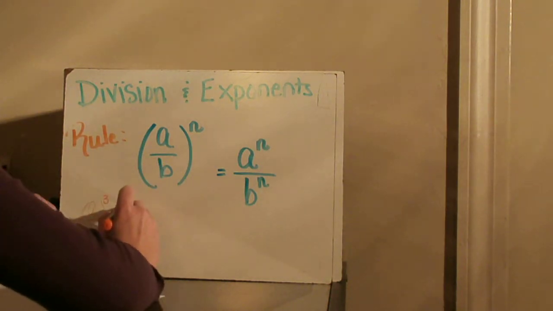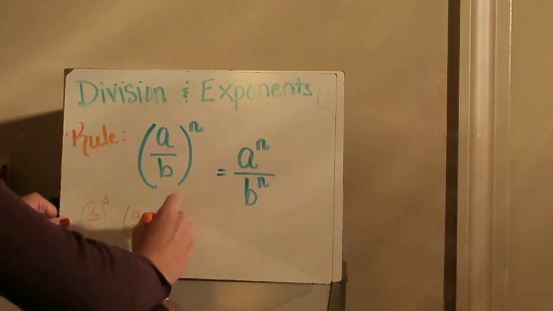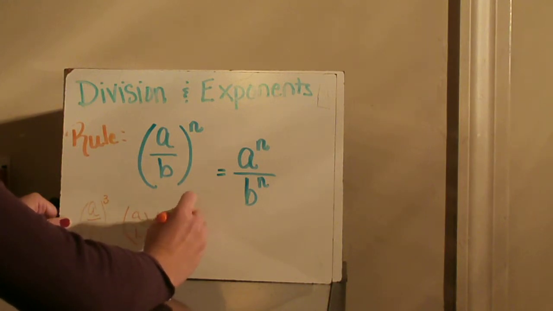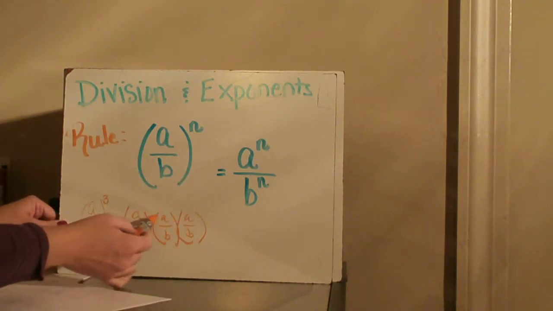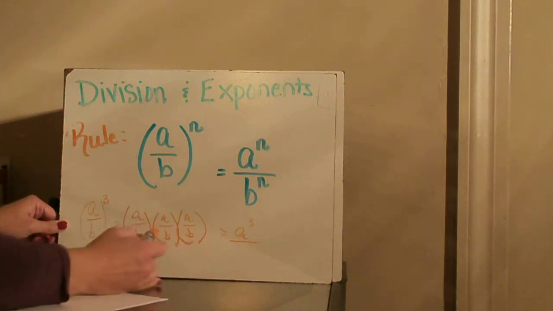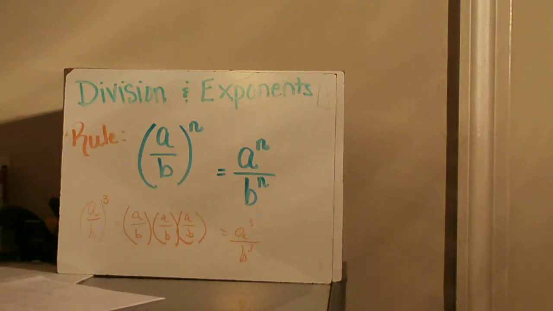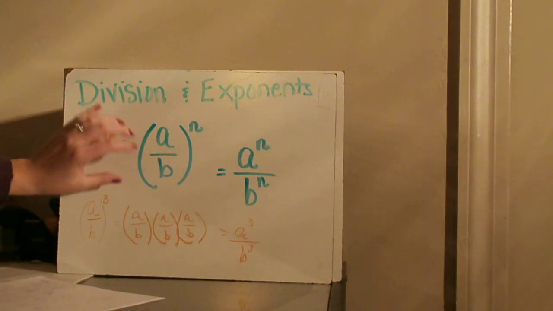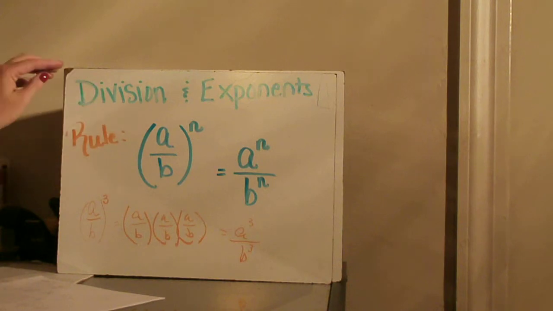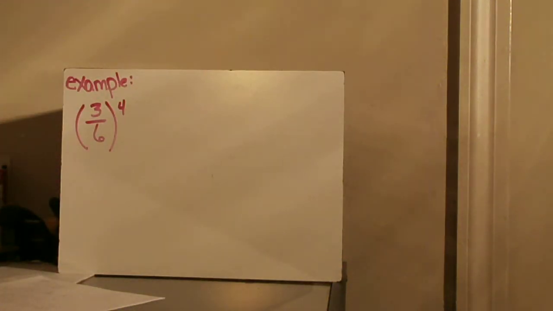Now the reason this works is, let's say that we had a over b raised to the third power. Then we have that fraction three times, a over b times a over b times a over b. Well, when we do our math, a times a times a is a to the third, and b times b times b is b to the third. So this rule is for when we have a fraction that is raised to an exponent. Okay? So let's look at our first example.